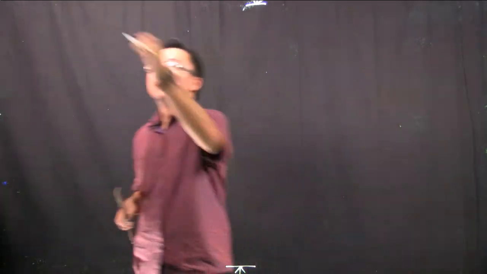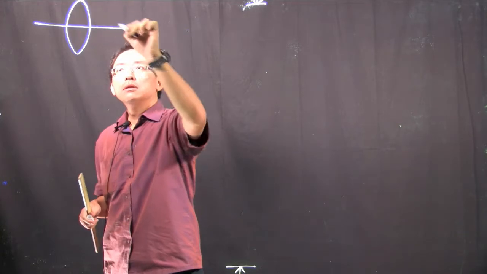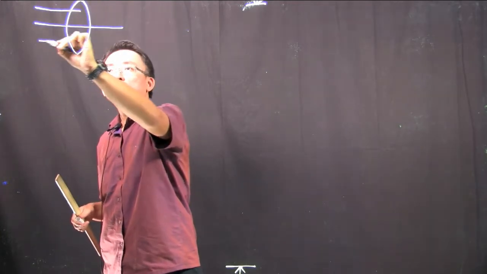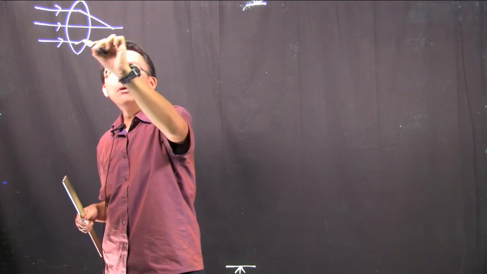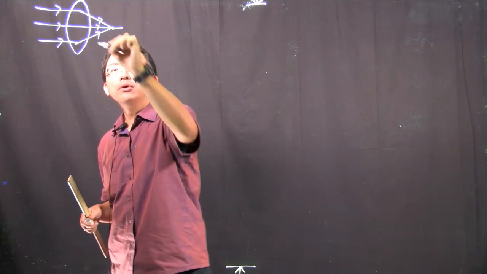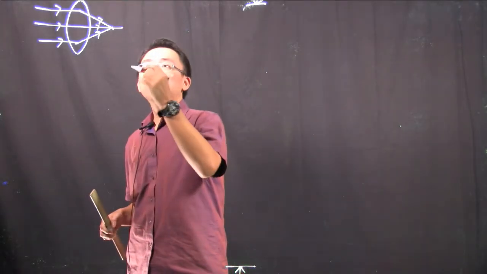But how do we explain this? This is what we are going to do next. So let me draw here. These are the rays that, as they pass through the lens, meet or converge at a point along the principal axis. So how do we explain that?